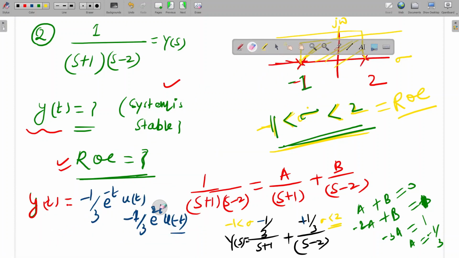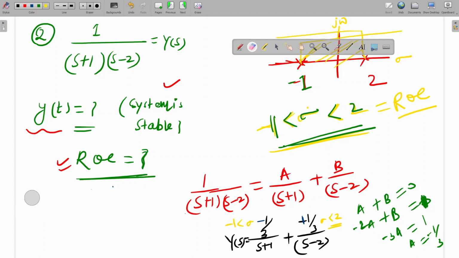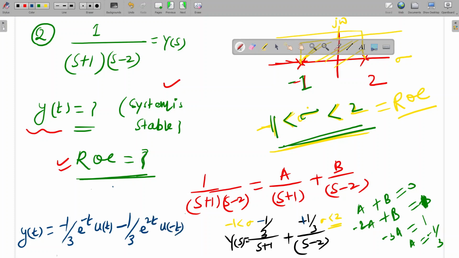If we do the normal Laplace transform, then it will be incorrect. As per the statement, we have to apply the ROC rule, then we can take the Laplace transform. So y of t is equal to minus 1 by 3 e to the power minus t u of t, again minus 1 by 3 e to the power 2t u of minus t. Is it clear to all? Otherwise, I will explain again.